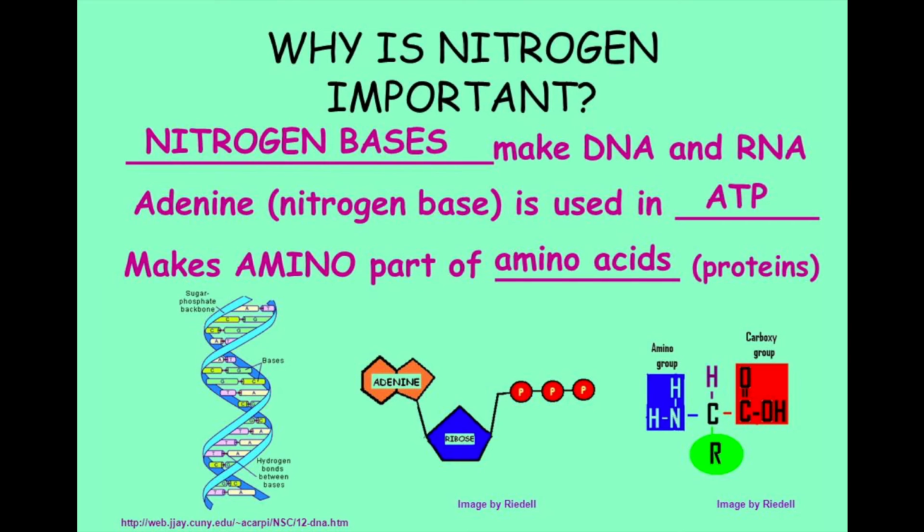Well, nitrogen bases make DNA and RNA. Adenine, a nitrogen base, is used in ATP. It makes the amino part of amino acids. So you couldn't have proteins, you couldn't have ATP, and you couldn't have DNA or RNA without nitrogen. So it's extremely necessary for life.